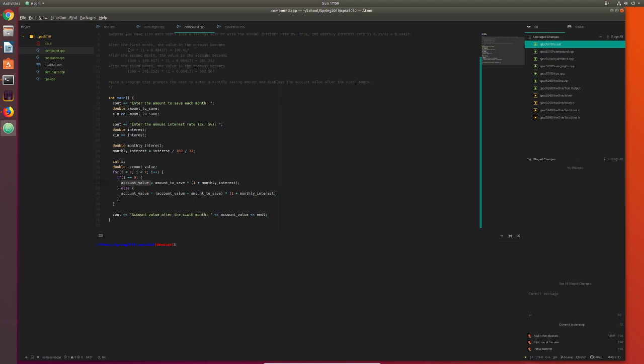For the first month, it's just the original savings times the interest rate to get the first month's value. And then after that, it's calculated the same each month. It's just the account value from the previous month, add the amount that you're going to save each month. So that account value previously was 141 cents. And then you're going to add another 100 on top of that to get the new value. And then you're going to multiply that by the interest rate.